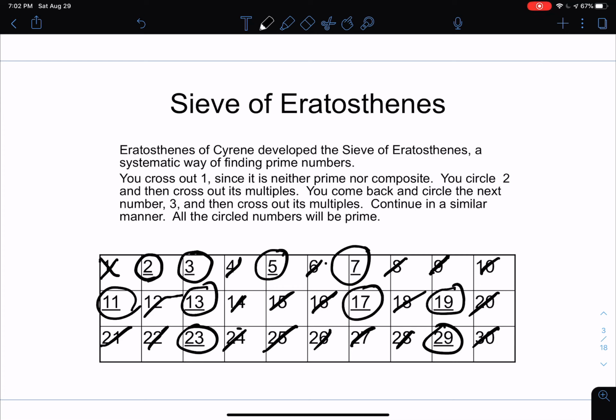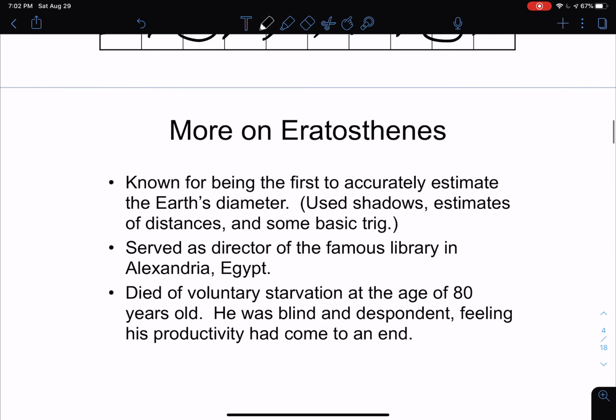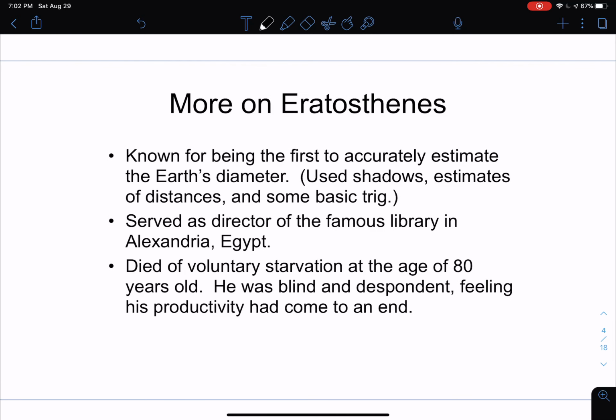So we can thank Eratosthenes for that nice little tool to help us systematically find prime numbers. A little bit more about Eratosthenes. You want to add him to your mathematician list.